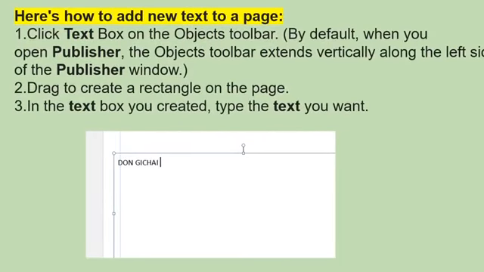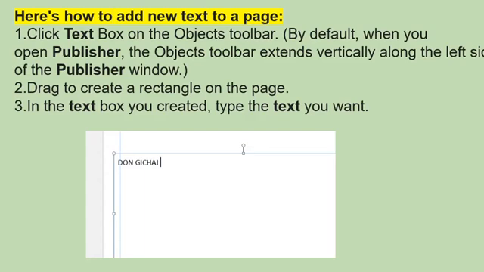Then, how do you insert text in Microsoft Publisher, or how do you insert text in a publication? Here is how to add text to a page. Click the text box on the Objects toolbar. By default, when you open Publisher, the Objects toolbar extends vertically along the left side of the Publisher window.